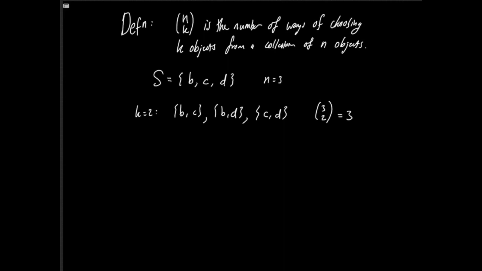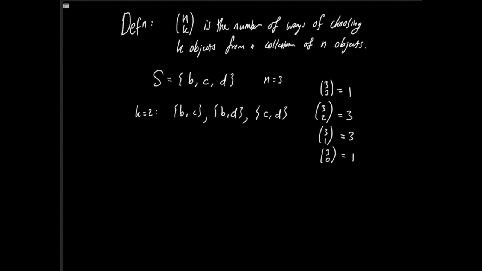What if you just wanted to choose one thing? How many ways would there be to do that? And the answer was, well, exactly 3. What if we wanted to choose no things at all? Well, that's a sort of trivial, vacuous thing to do, and there's just one way. And what if you wanted to choose all 3 of them? Well, there's just one way to do that as well.